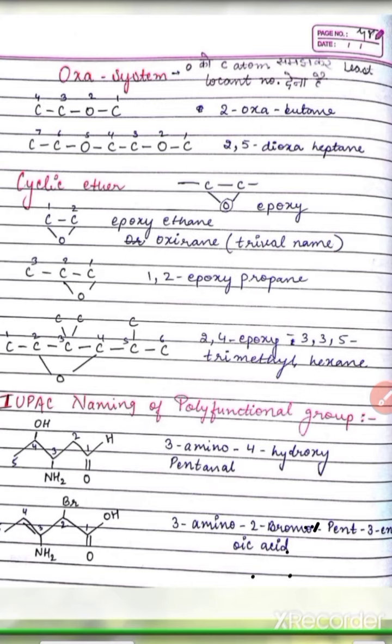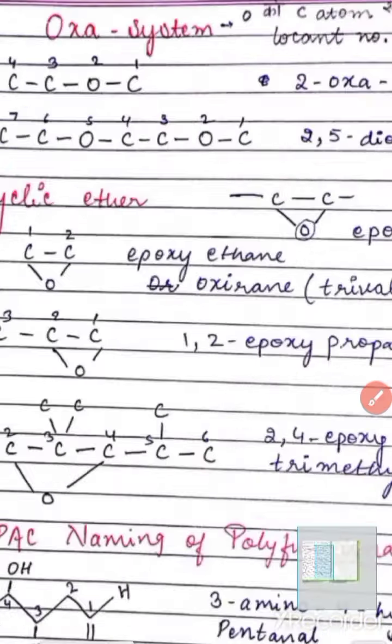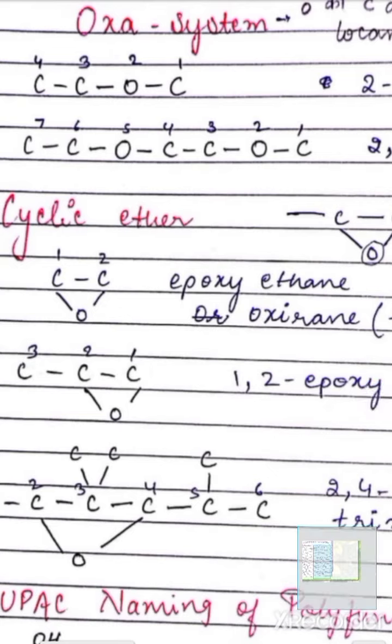Our next system is the oxa system. Well, this is basically the ether group. So this is the oxa system. In this, the O should get the lowest position while numbering. So let us look at our first example for better understanding.